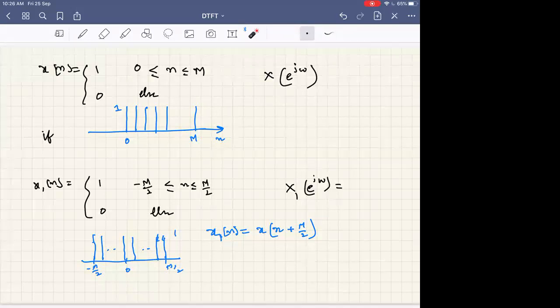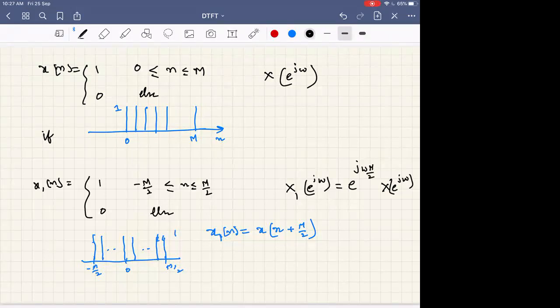So we'll again use the time shifting property. So we'll multiply by e power j omega m by 2. Since there is a shift in time, there will be a change in phase, or shift in phase. So how does this reflect in the Fourier transform? E power j omega m by 2.